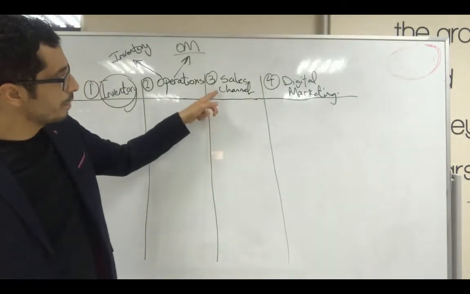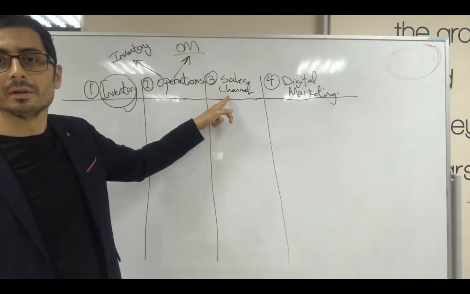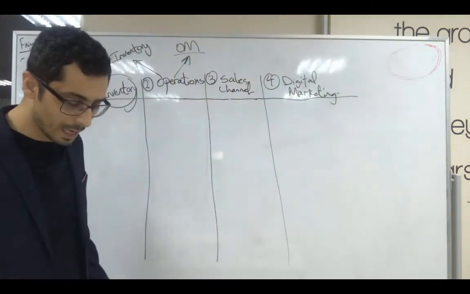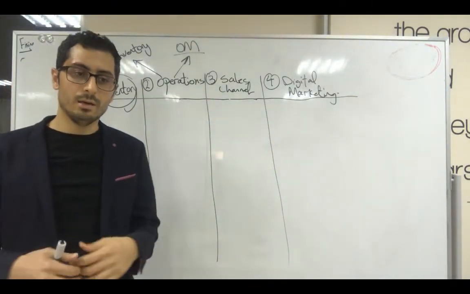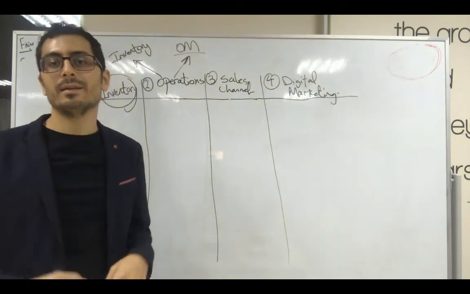The third component is called the sales channels. Sales channel is obvious. It's where you are planning to sell your product.